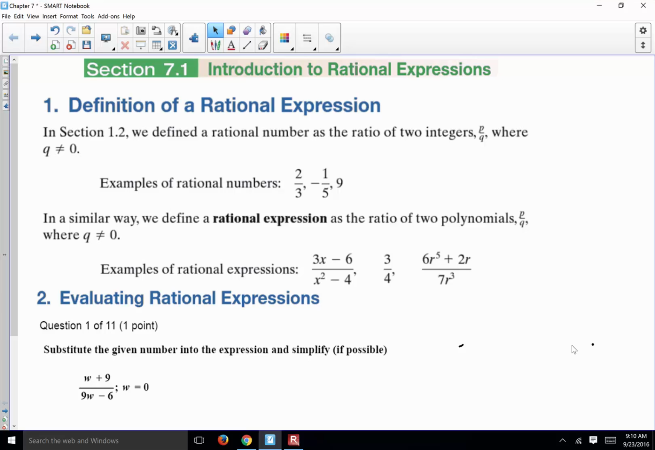Alright, good morning. We're starting a new chapter today. Factorizations are over. That doesn't mean we won't be using it again. We will of course use it, right? Even in this section we will use factoring skills.